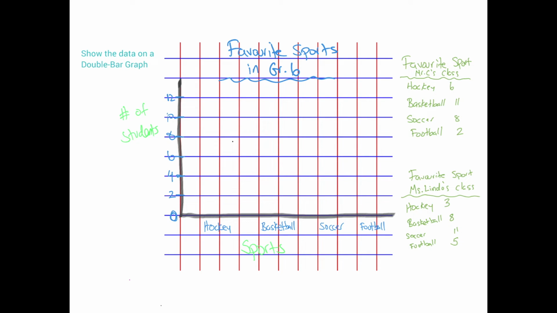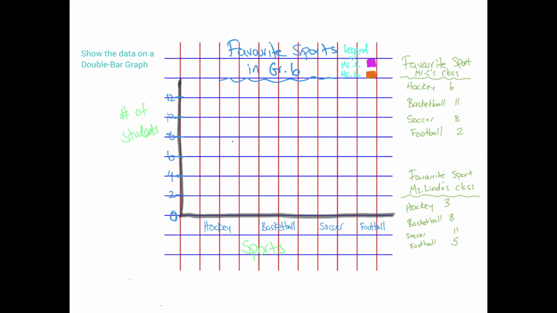Before I put the information on the graph, because there are two classes, I need to include the legend. So the legend, I am just going to place the legend up over here near the top. So here is the legend. Because there are two classes, I have to color code the classes. So Mr. C's class will be this shade of purple, not exactly purple, but kind of. And Ms. Lindo's class will be orange for this example here.